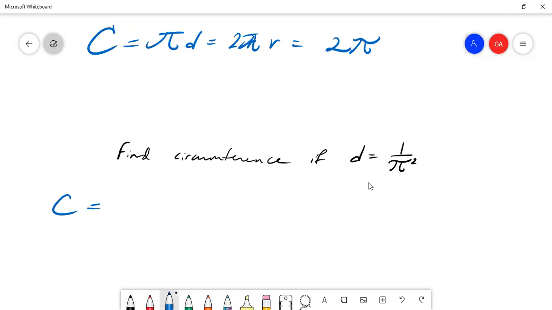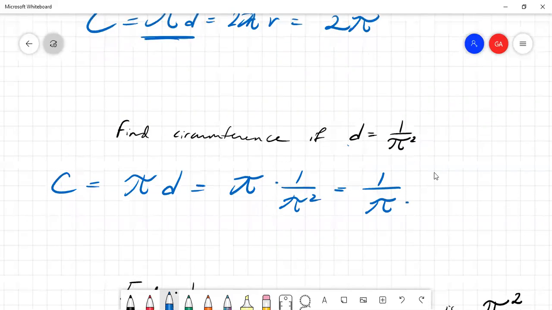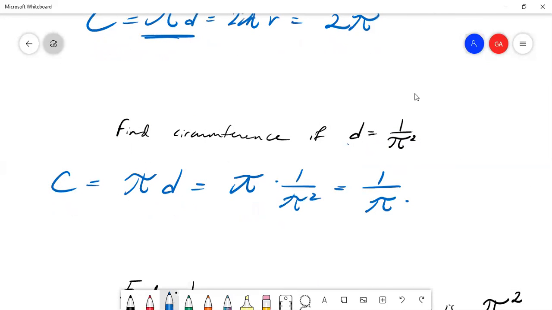I would say that the circumference is, again, I would use this. I'm given the diameter, so I'd use this formula, pi d, and I would put in d as 1 over pi squared. And here I have this, and you know that one of the pi's will cancel, giving 1 over pi. So don't let the numbers confuse you. Just because you see a pi, don't get scared. Just use the formula and everything should work out. Good.